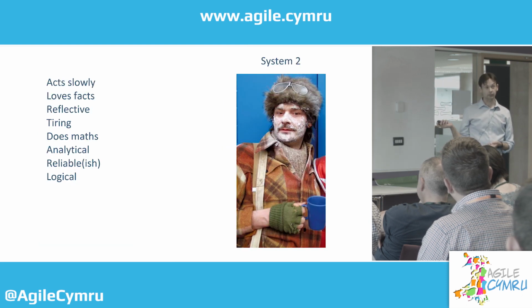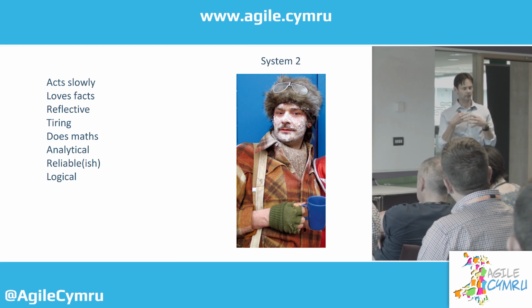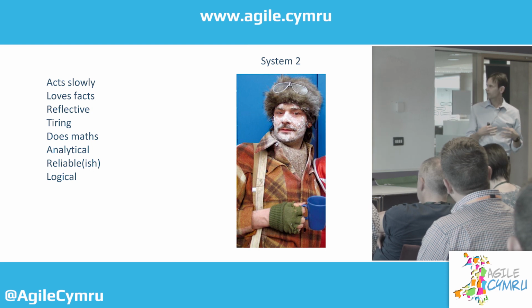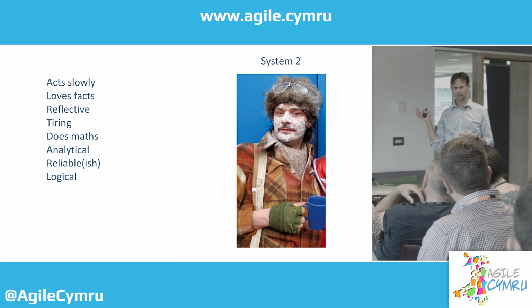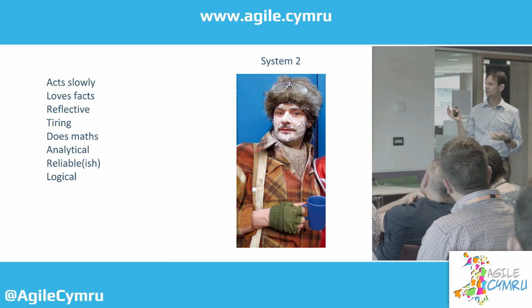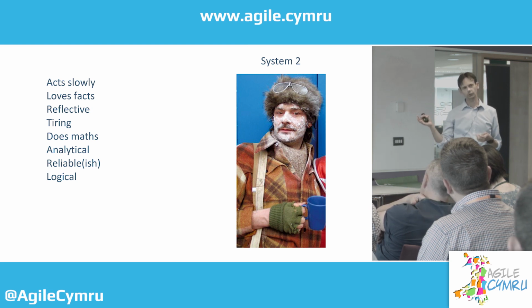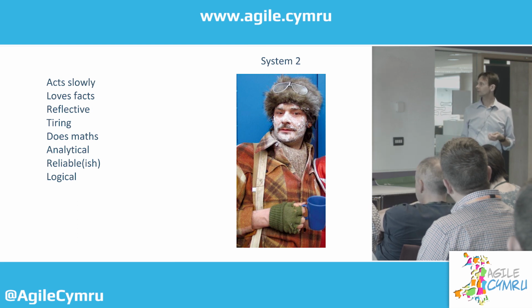Howard, on the other side, is our System 2, our back brain, acts slowly, very into facts, very into data. Reflective, but because of the depth of thought and the different places those thoughts go, it's tiring. Gets maths, really gets maths. Is analytical, generally reliable, but of course reliant on recall of facts, and very logical.